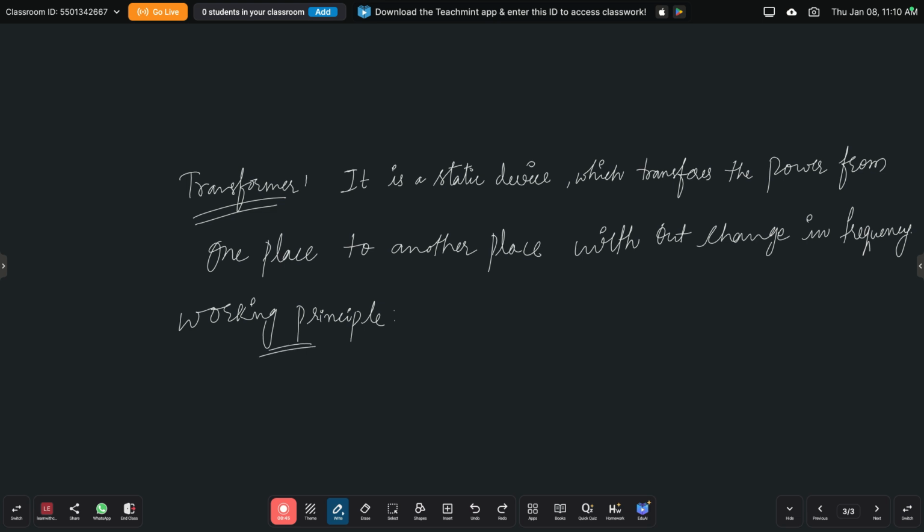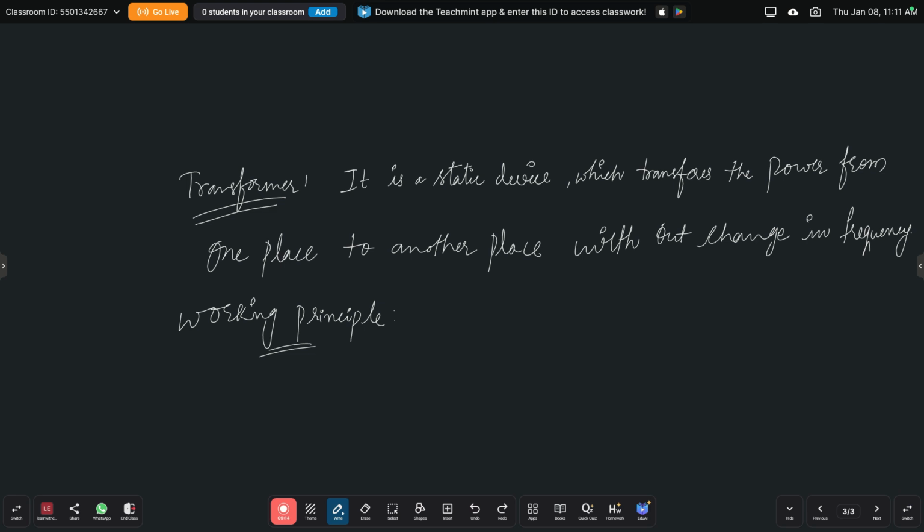So already we know that the transformer works on the principle of mutual induction, that is Faraday's laws of electromagnetic induction. We have two laws. Faraday's first law says that whenever a conductor cuts the magnetic flux lines, an EMF will be induced in that conductor. Faraday's second law says that the magnitude of the induced EMF is directly proportional to the rate of change of the flux linkages.